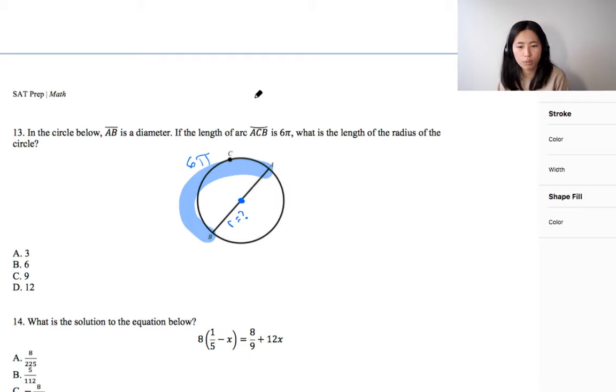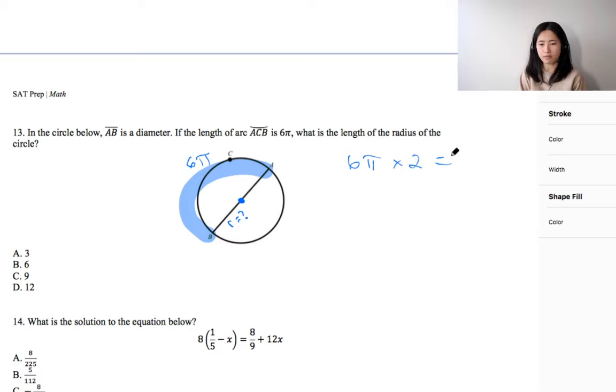Okay, so if you recall, if you have an arc, which they're telling us is ACB, and it's basically half of your circumference, that means you can just multiply 6 pi by 2 to give us the entire circumference. Because the formula of your circumference, with C being circumference, is 2 pi r. That's the circumference of a circle. So all we have to do is multiply 6 times 2, which is 12 pi, and then we have 12 pi over here.